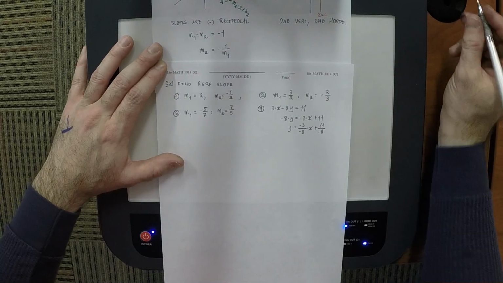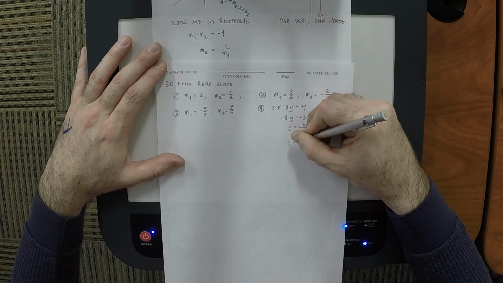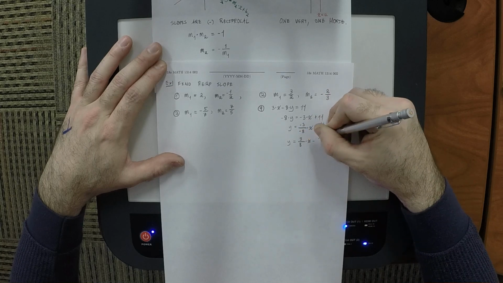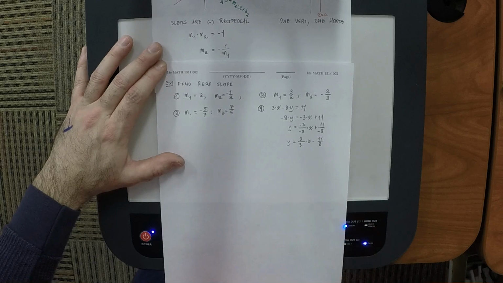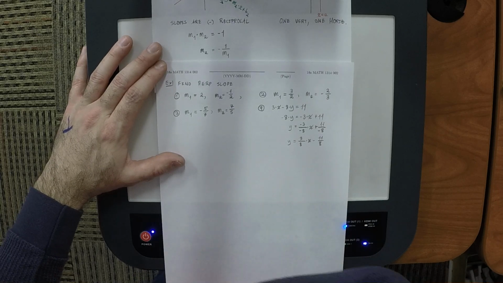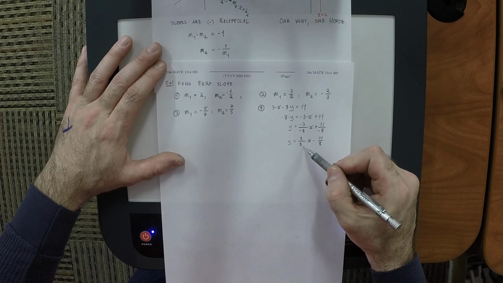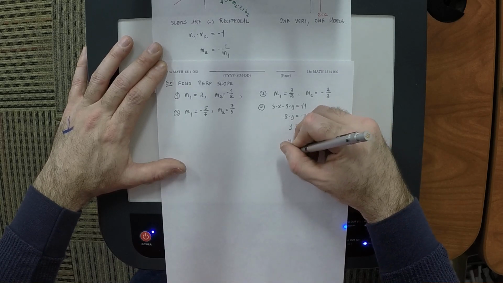And then I'll simplify just a little bit. So now I've solved for y. What's the slope of this line? 3 over 8. So what's the perpendicular slope? Negative 8 over 3.